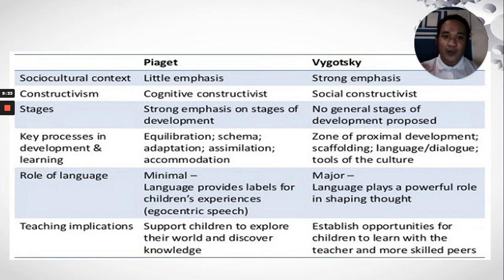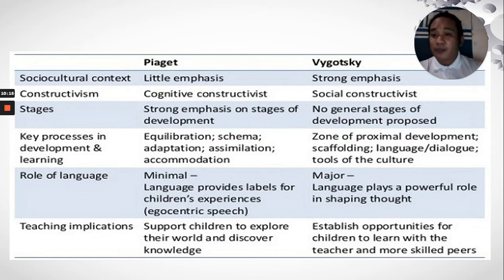However, Vygotsky believed that language plays a vital, powerful role in shaping thoughts. It means that for him, the language used within a society plays a powerful role in shaping thoughts. The society and the language within the society influence the thinking skills, the thoughts, the mental development, the mental ability of a child.